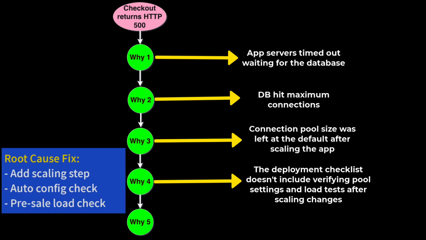Countermeasure. Add a scaling runbook step, plus an automated config check and a pre-sale load test tied to a go/no-go gate.